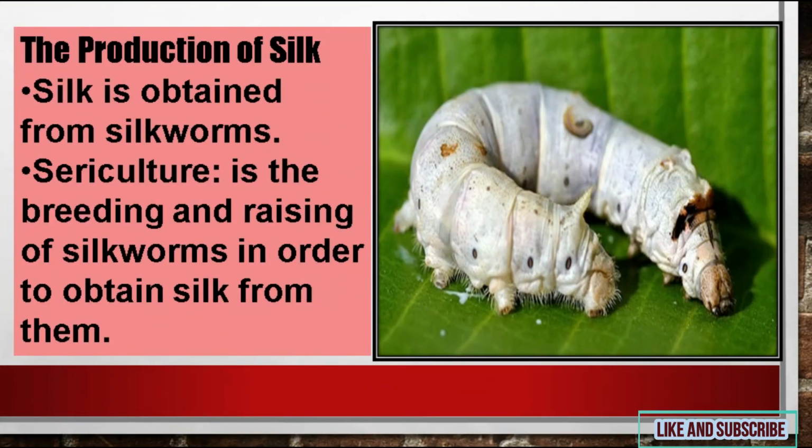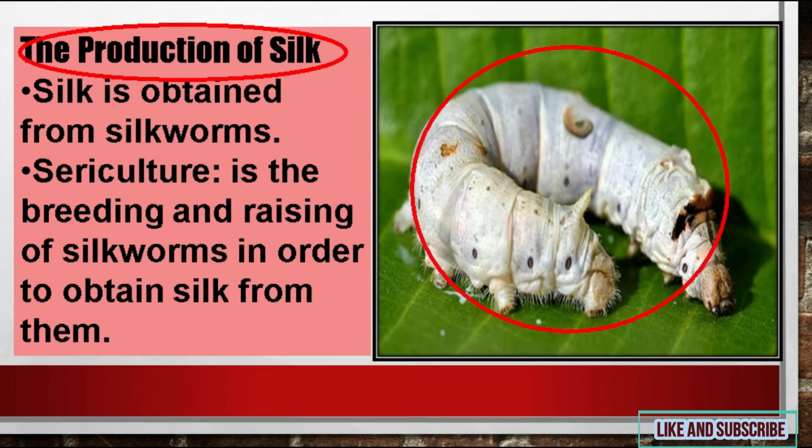Now students, as you can see here the heading, the production of silk. Students, silk is basically obtained from an insect that is called silkworm. As you can see here in this figure, this is the insect silkworm from where we basically get the silk.